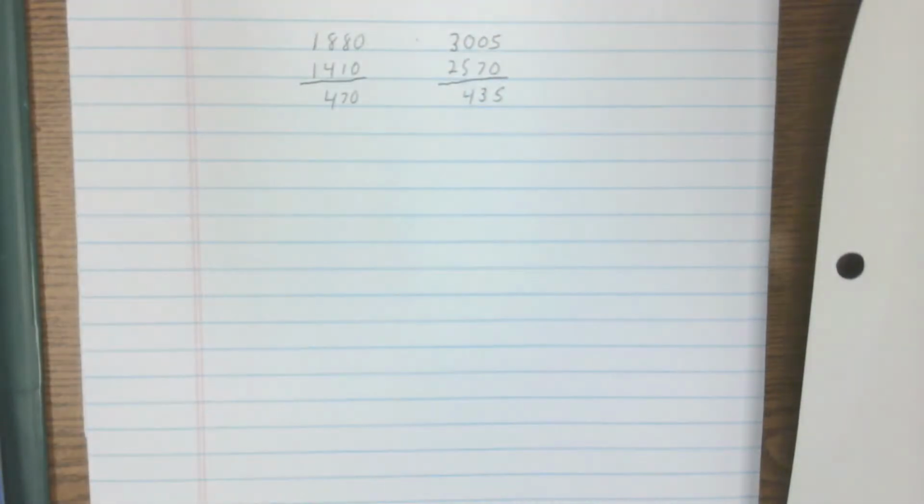We're going to have 1880 as our high activity level, which is machine hours, and that is associated with a cost of 3,005. And then our low that we determined is 1410, and that's associated with a cost of 2570. So just like we did before, we find the difference in these, 470 here. The difference in cost is 435.